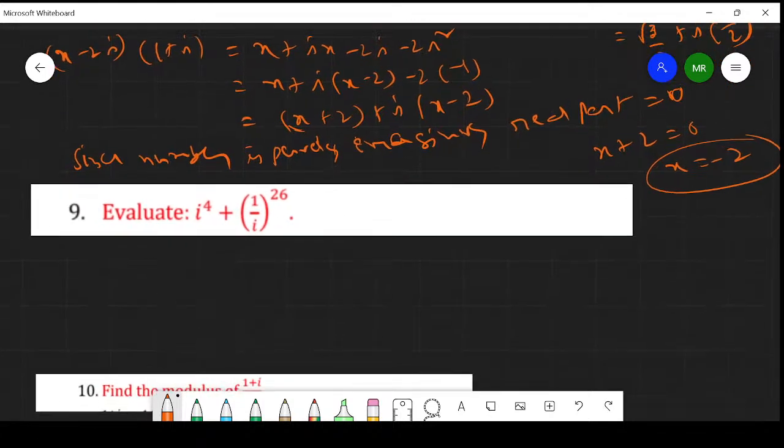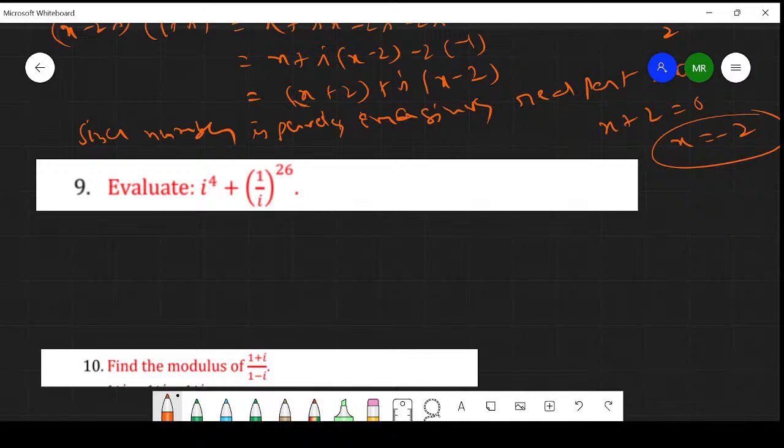Now the ninth one: evaluate i power 4 plus 1 by i, whole power 26. They are asking this one. This was a simple problem: i power 4 plus 1 by i, whole power 26.